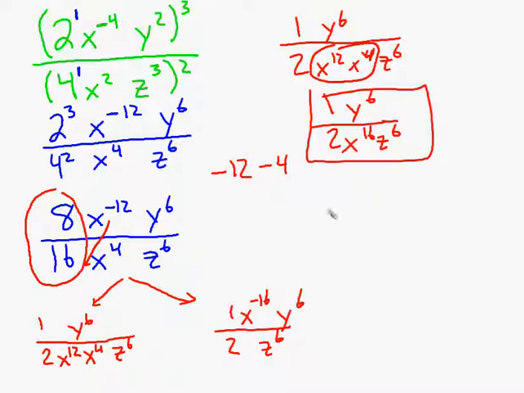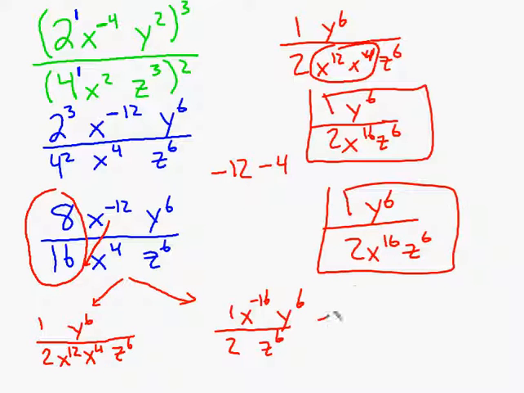All right, let's do this other one, the one on the right. What do I need to do with this x to the negative 16? Move it down. So I have 1, y to the 6 over 2, x to the 16, z to the 6. Both ways I get the same answer, right? It's just a matter of how I got there. Does anyone need to see another example?